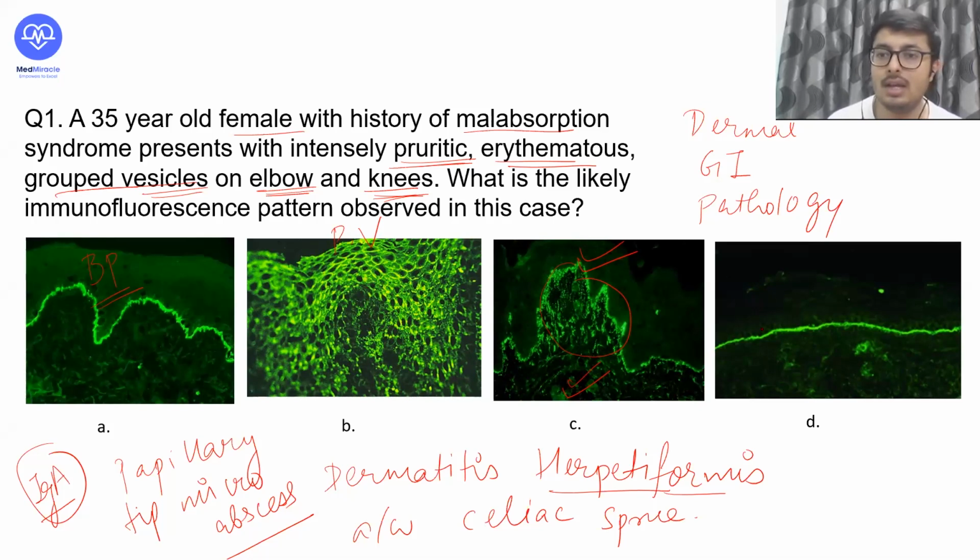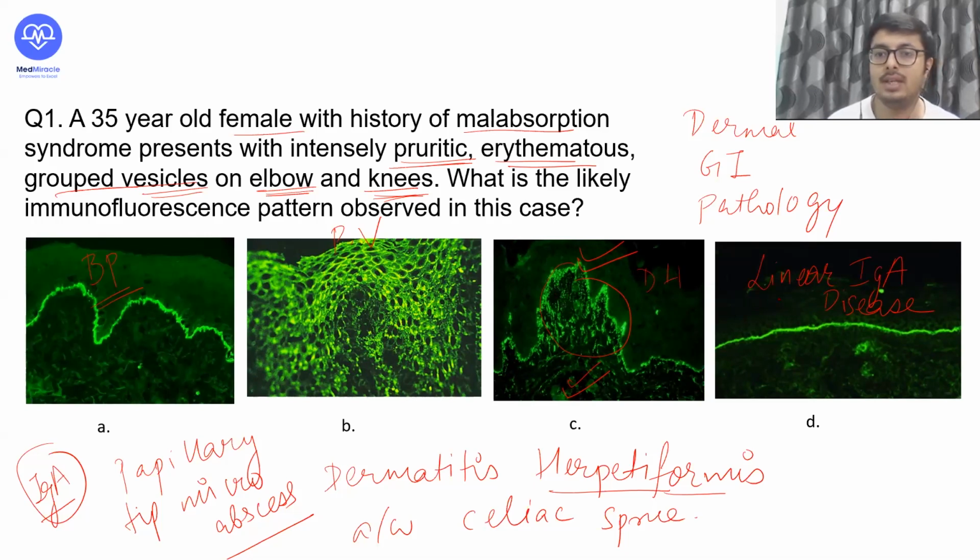This is again a linear deposit of IgA antibodies, which is seen in a condition known as linear IgA disease, right? So the name itself is suggestive. Linear IgA disease shows this linear immunofluorescence pattern. So this is bullous pemphigoid image. This is pemphigus vulgaris. This is dermatitis herpetiformis, right?